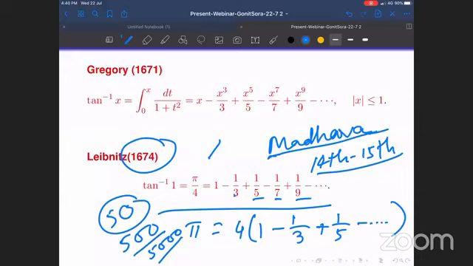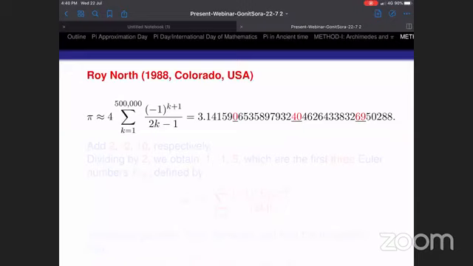And Roy North. So there's another remarkable thing that happens if I truncate this.